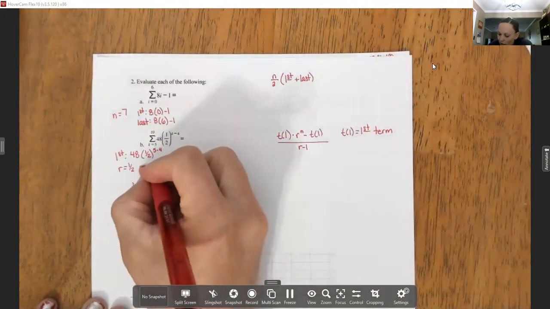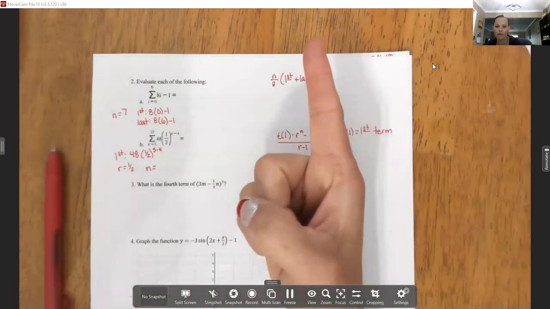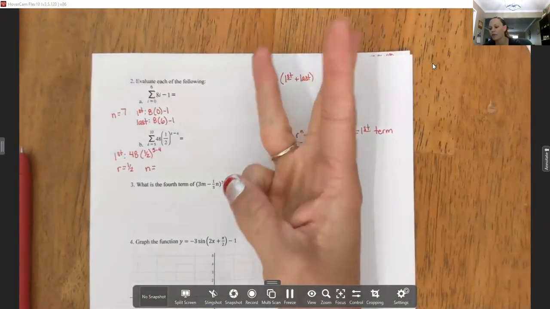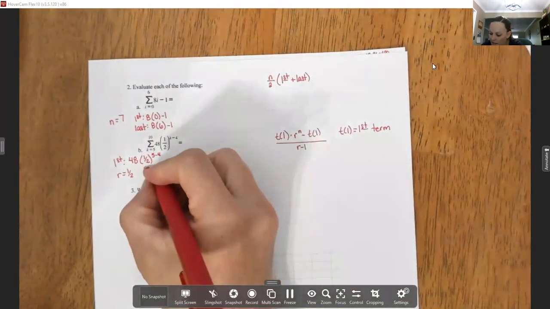And n is then how many terms we have. Same thing, I would count them. We plug in 5, we plug in 6, we plug in 7, we plug in 8, we plug in 9, we plug in 10. So n would be 6 here.